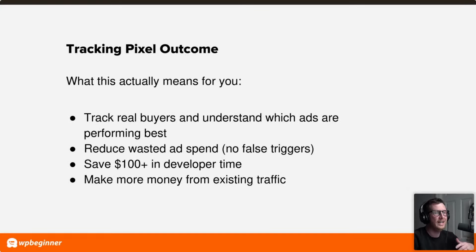So when you're adding pixels and things like that to your site, what does this actually mean for you? Well, you can track real buyers and understand which ads are performing best, whether you're using Google, Meta, or TikTok. By capturing that data at the checkout, that's going to inform you on which ads are working and which aren't, which means you can reduce waste on ad spend, so there are no false triggers. And with the method that I just showed you, adding a pixel or using the conversion add-on in WP Code can save you $100+ in developer time, and means you can make money.